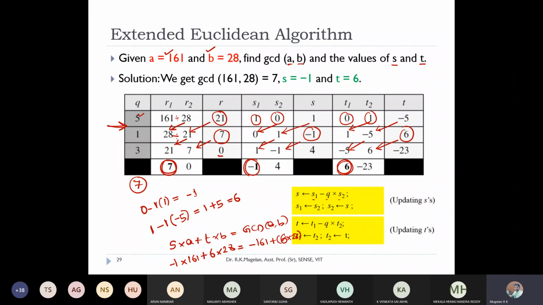Does anyone have any doubt in this extended Euclidean algorithm? You can ask. If it is clear, kindly raise your hands. If you have any doubt, kindly ask. If it is clear, raise your hands. Okay then. So with this we will wrap up today's session.